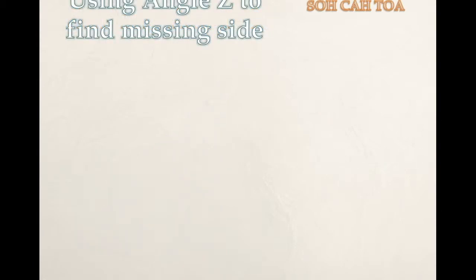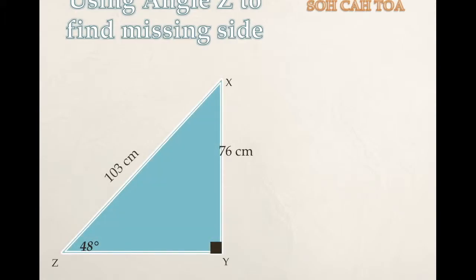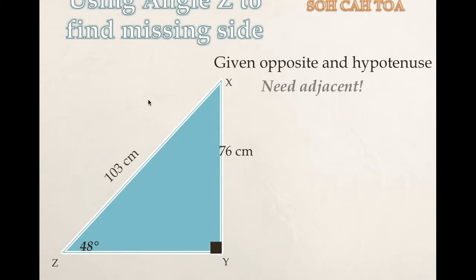Now, I had found angle Z two slides ago. I could use it to find my missing side, my ZY or my YZ. I'm given the opposite and the hypotenuse. Remember, with respect to Z, I'm given the opposite side and the hypotenuse. I need the adjacent side.